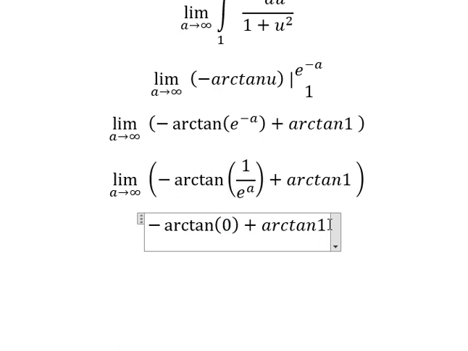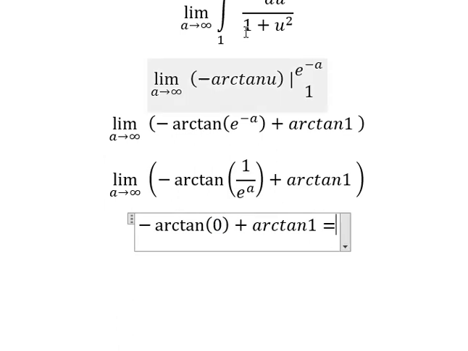Now we calculate this one, and we have pi over 4.